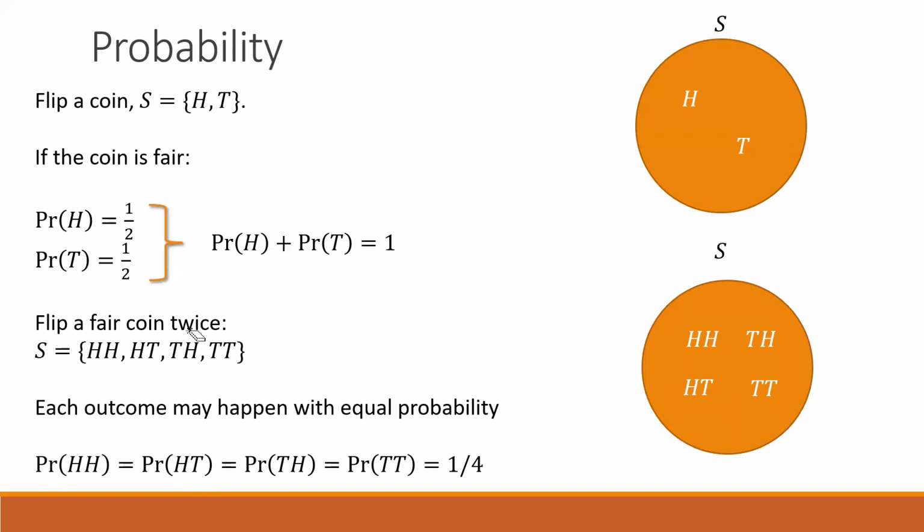Okay, so that's sample spaces and outcomes. Any questions?